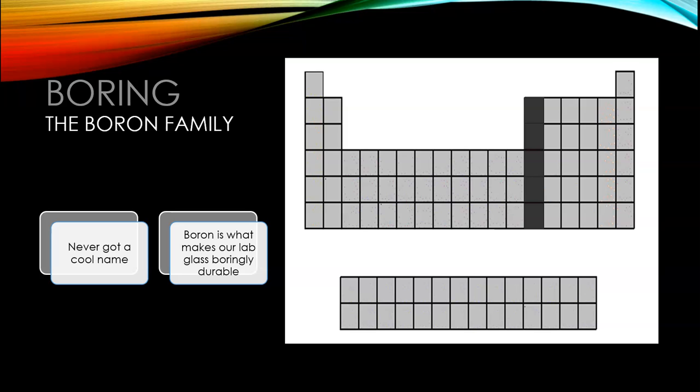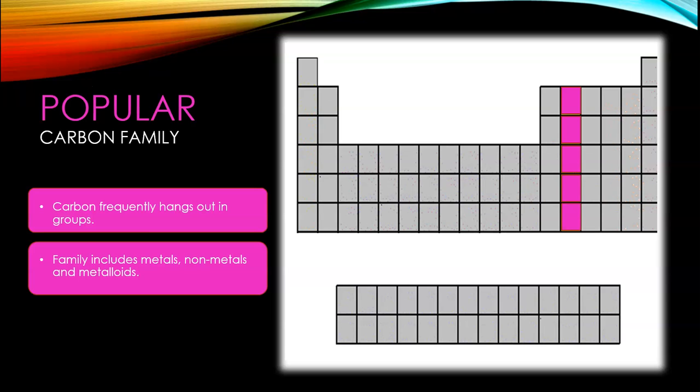Next, we have the boron family. While many families have been given specific names historically, the boron family never got a special name, so we're nicknaming it the boring family. Boron is what gives our lab glassware its boring durability, and aluminum below it is metallic gray, so gray really fits the boring boron family.